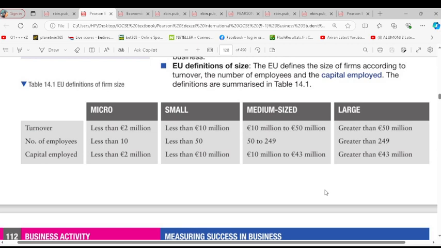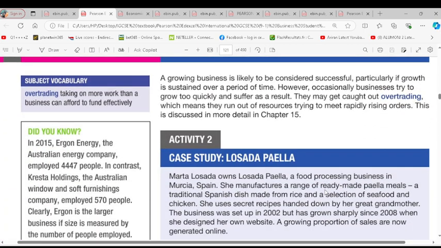Clear? And the capital employed for a micro business should be less than 2 million. For a small business, less than 10 million. For a medium size, between 10 to 43 million. And for a large business, more than 43 million. Is it clear? Because that's about growth. Any question about growth?